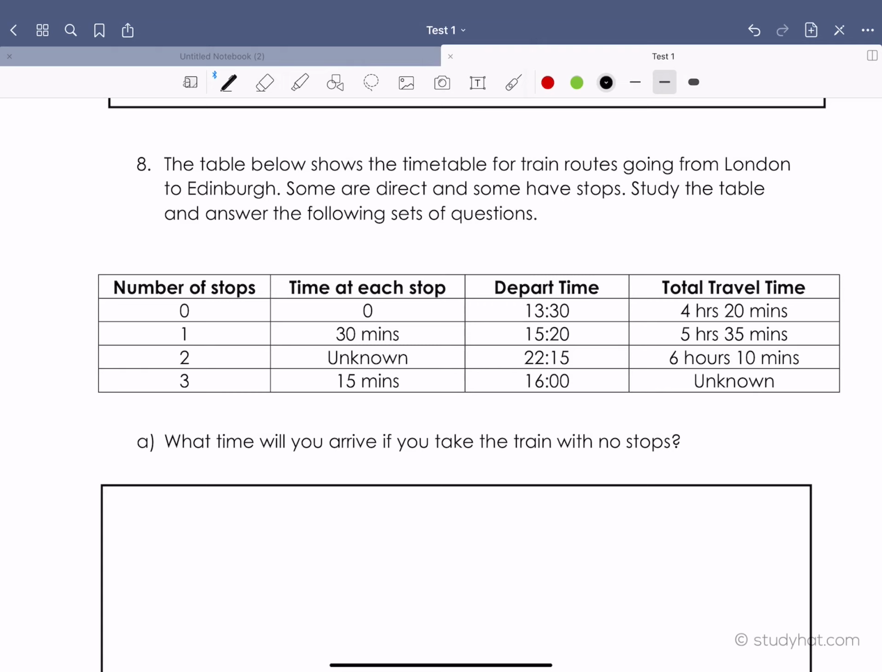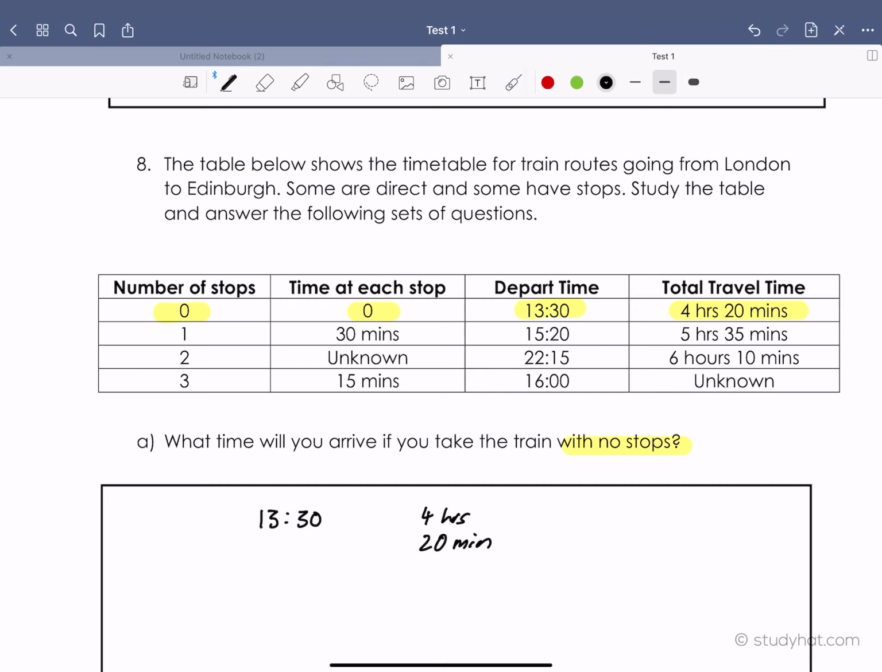At what time will you arrive if you take the train with no stops? So this is the train with no stops. We're going to leave at 13:30 and we travel for 4 hours and 20 minutes. A good thing to do is to break this up. So 4 hours and 20 minutes. First of all, this is 1:30, isn't it? Because the equivalent of 13:30 is 1:30.